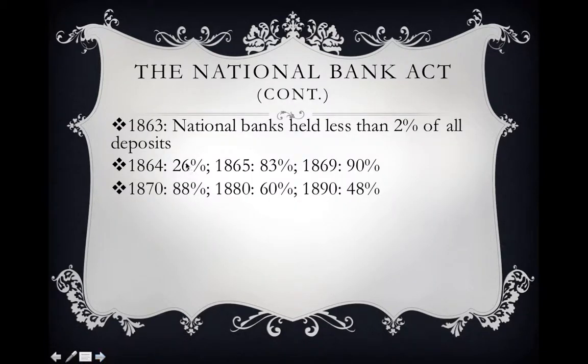All right, so that's all these do, is review what occurred in that previous table here. In 1863, national banks had less than 2%. By 1864, it was 26%, and by 1869, that had risen to 90%. After 1870, we see a precipitous fall, and by 1890, we see that the national banks held roughly half of the assets of all the banks in the United States.